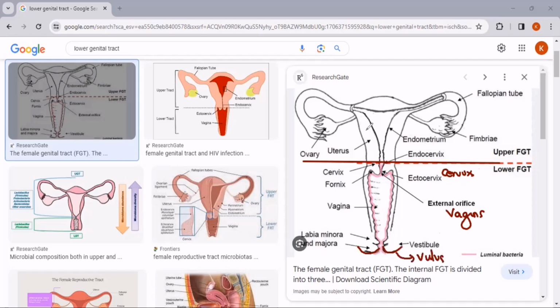Then the upper female genital tract would include the uterus, the fallopian tubes, and then the ovaries, isn't it? Yes, please. Louise, are you here? So that was my whole point.